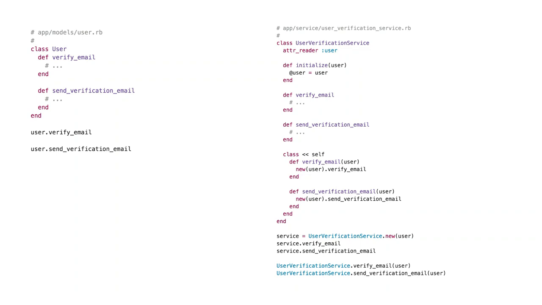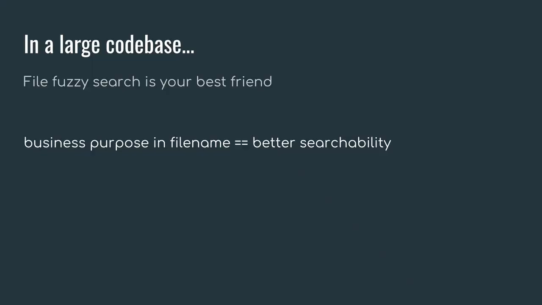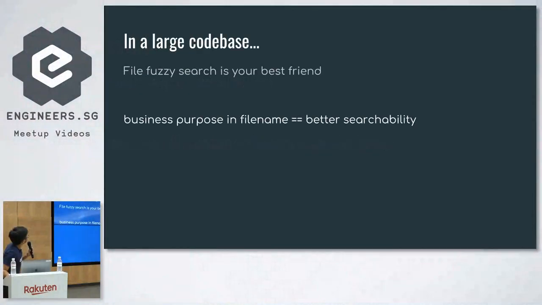And one more awesome thing, let me remind you that we are talking about a large code base. When you're inside a large code base, file fuzzy search is your best friend. No one searches for a method, everyone searches for a file name. By having business purpose inside your file name, it makes it much easier to search. For example, I'm new to the team and my boss tells me to modify or read about the user verification logic. What I need to do is type "user verif" and the code will come up. So this will significantly improve the searchability of the code.